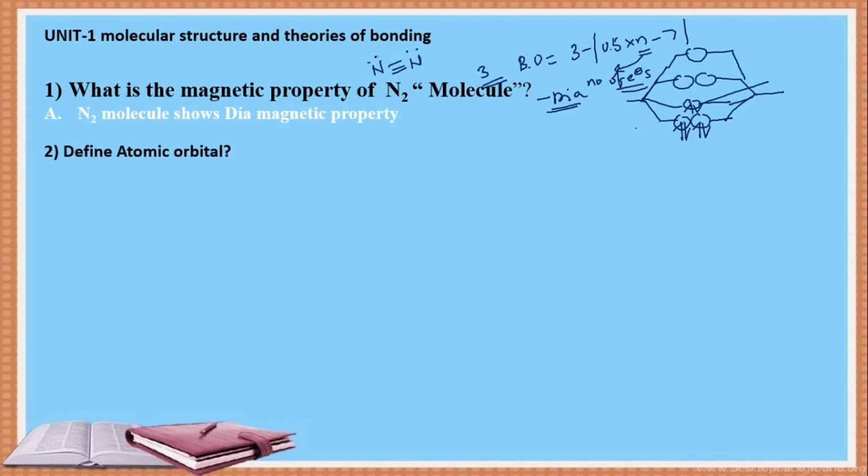Right, next. Define atomic orbital. What is an atomic orbital? Atomic orbital is the region having the highest probability of finding an electron in an atom. So that we can call atomic orbital.